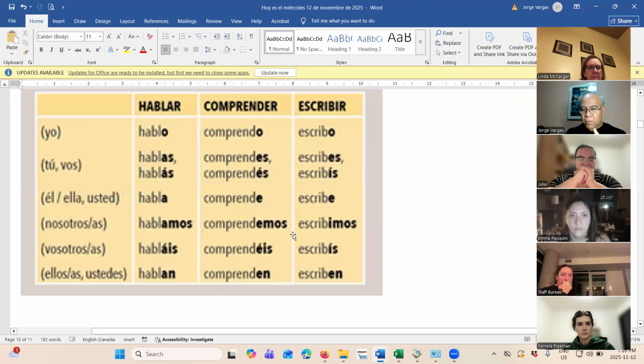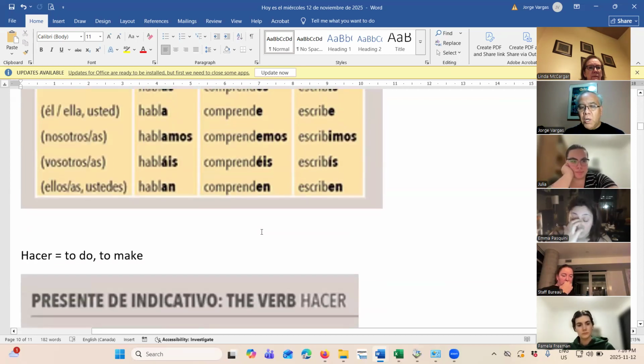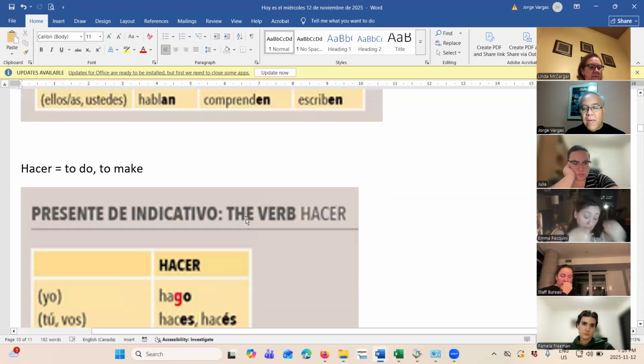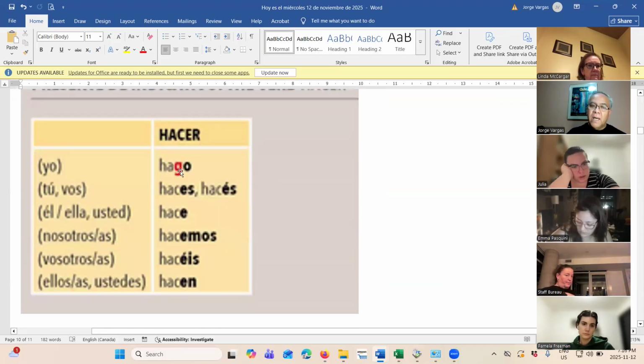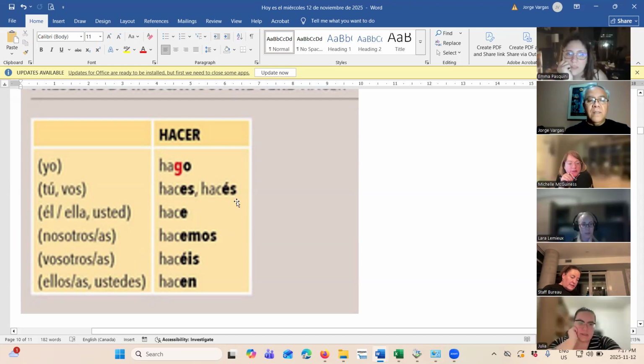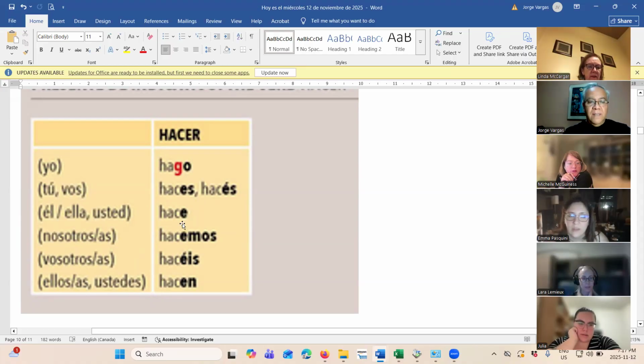Okay, so we'll jump a little bit because there's so much content to cover today. So we have those regular verbs. And then we learned that there are other irregular verbs like hacer, which is to do or to make. But it's not too bad, this hacer, because it's irregular in the first person singular only. All the rest of pronouns are regular. Okay, could you conjugate hacer, please? Yo, hago. Tú, haces. Vos, hacés. Él, ella, usted, hace. Nosotros, nosotras, hacemos. Vosotros, vosotras, hacéis. Ellos, ellas, ustedes, hacen. Beautiful.